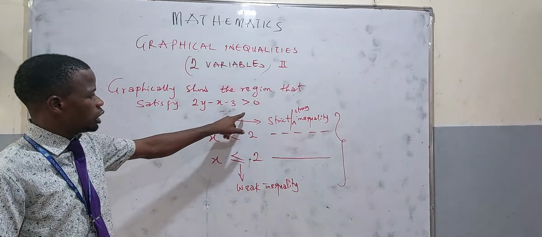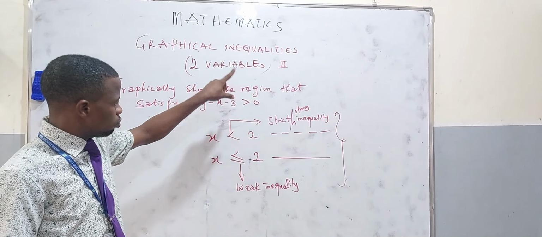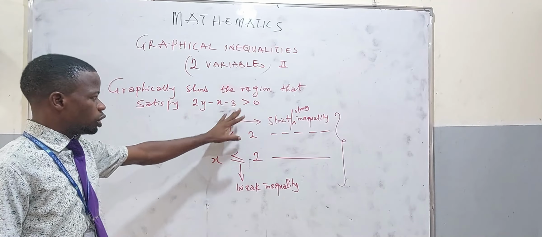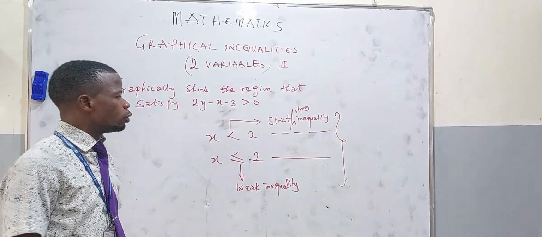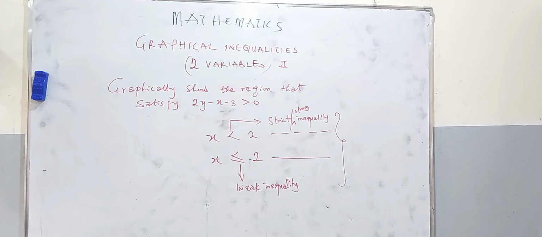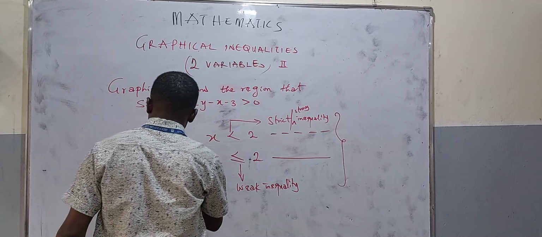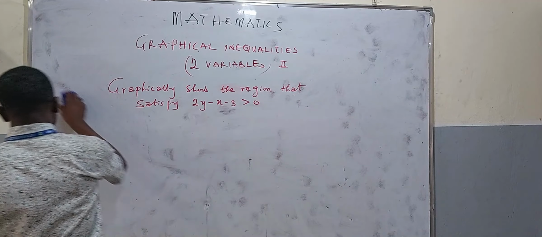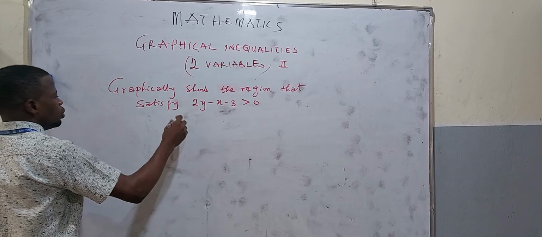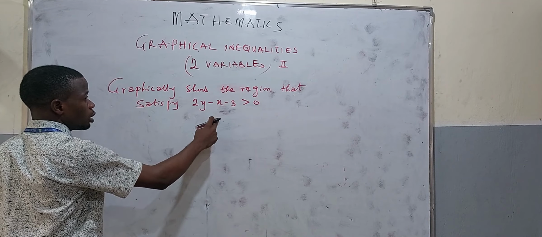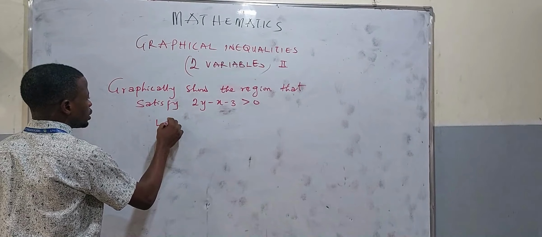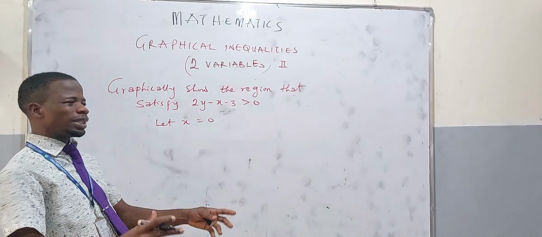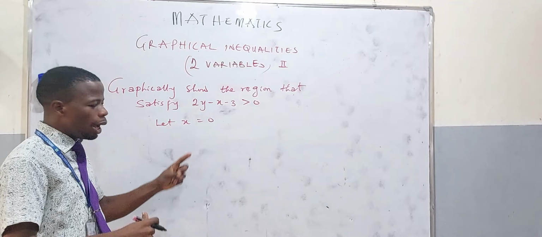What kind of question is this? This has a strict inequality symbol, strictly greater than. So we're going to be using a broken line to show our region. Because it's a two-variable inequality, you say let x be equal to 0. So when x is equal to 0, you get the value for y. We want to represent this solution region with the help of coordinates.